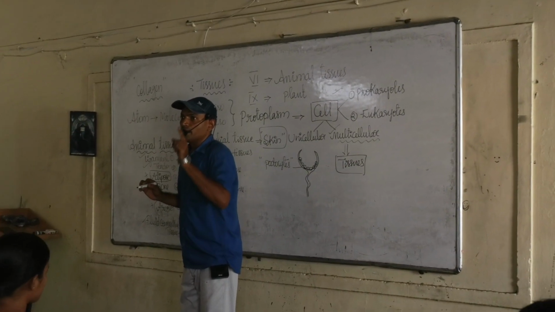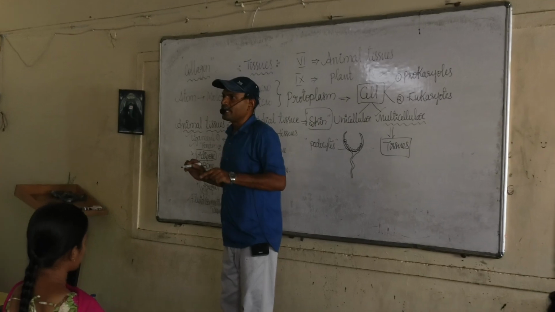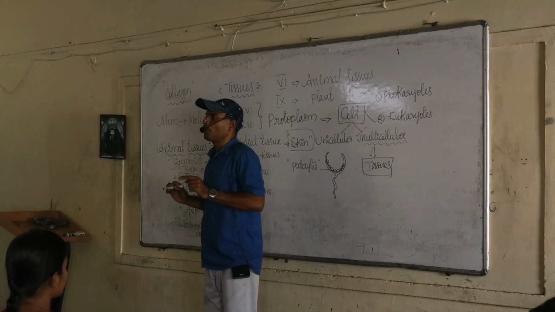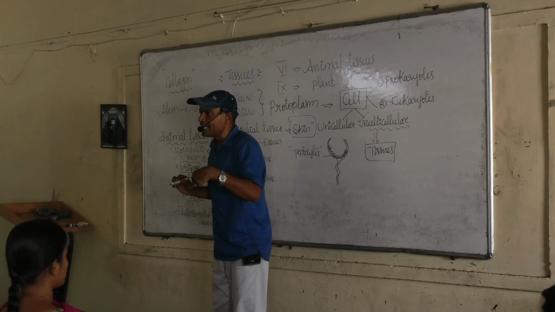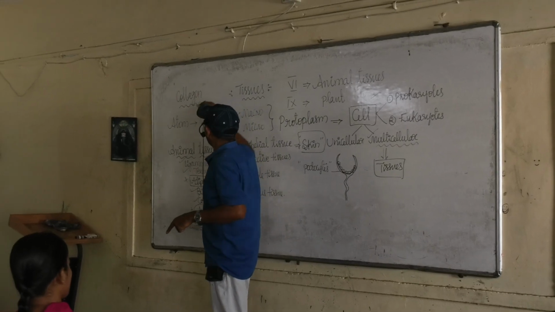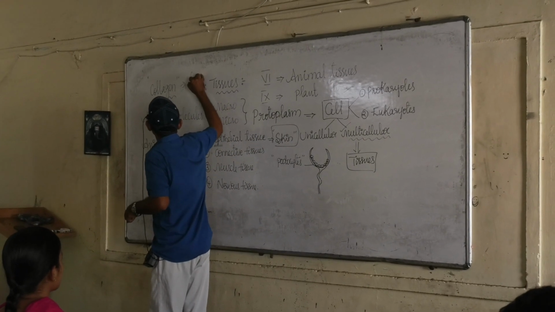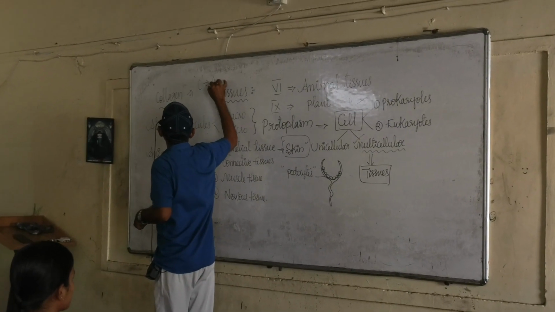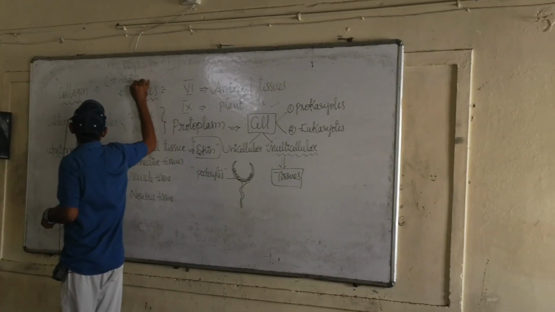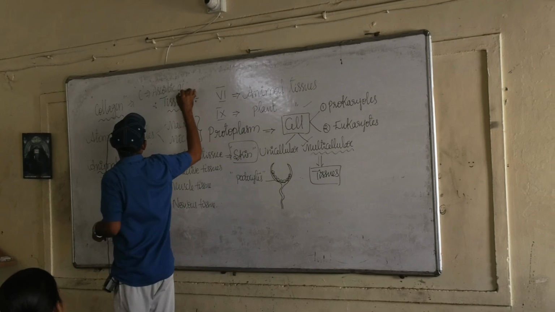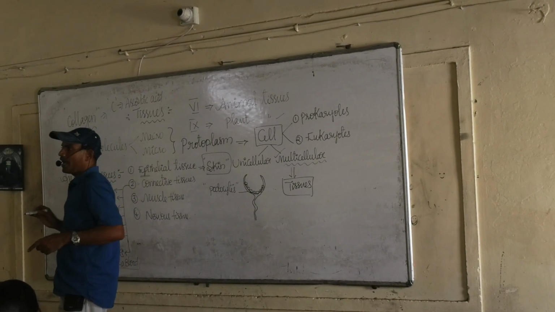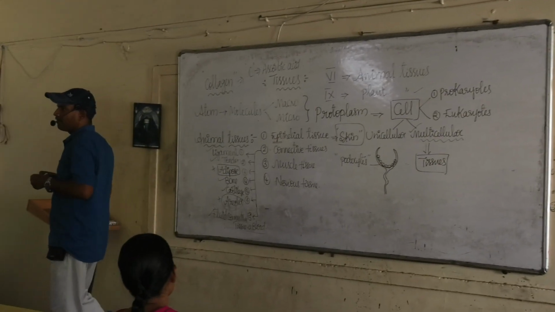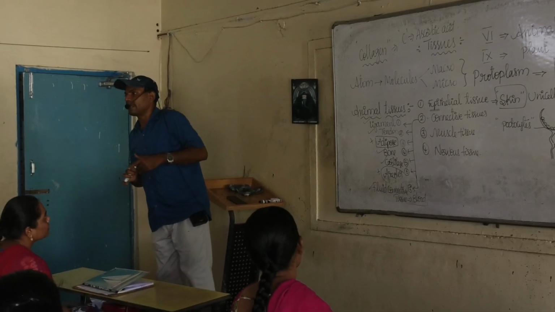And remember, the most abundant protein in the animal body is collagen. And for the synthesis of collagen, we require vitamin C. The chemical name of vitamin C is ascorbic acid. Okay, the deficiency of vitamin C causes a disease called scurvy.